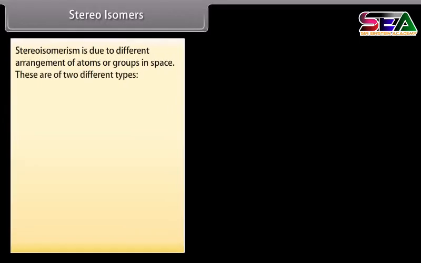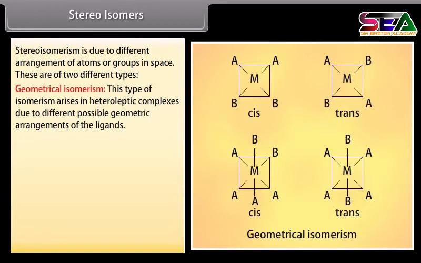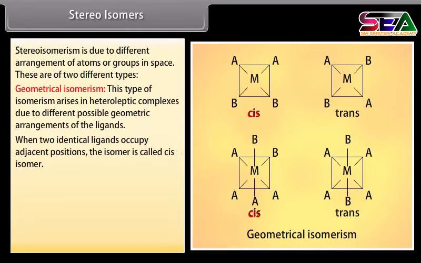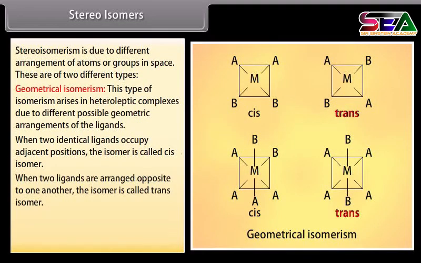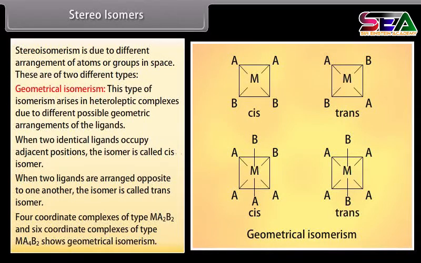Stereoisomers. Stereoisomerism is due to different arrangement of atoms or groups in space. These are of two different types. Geometrical isomerism. This type of isomerism arises in heteroleptic complexes due to different possible geometric arrangements of the ligands. When two identical ligands occupy adjacent positions, the isomer is called cis-isomer. When two ligands are arranged opposite to one another, the isomer is called trans-isomer. Four coordinate complexes of type Ma2b2 and 6 coordinate complexes of type Ma4b2 show geometrical isomerism.